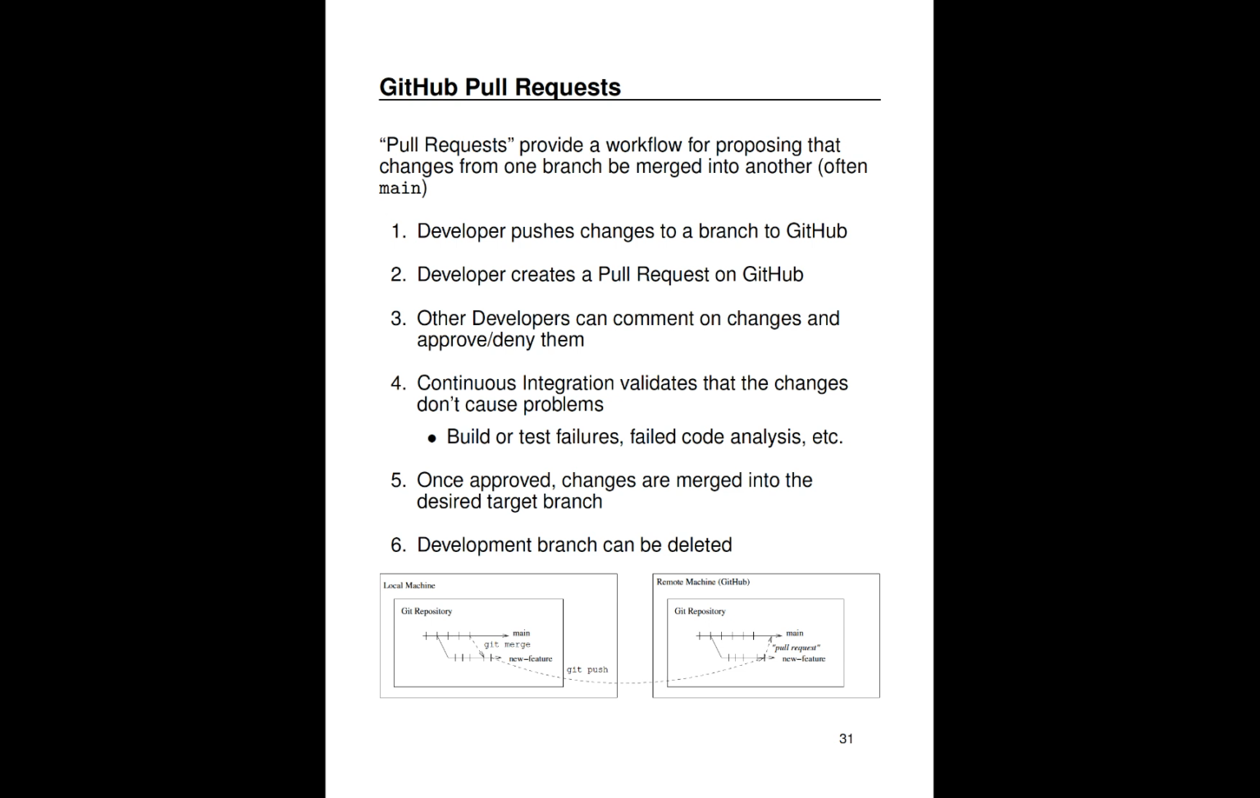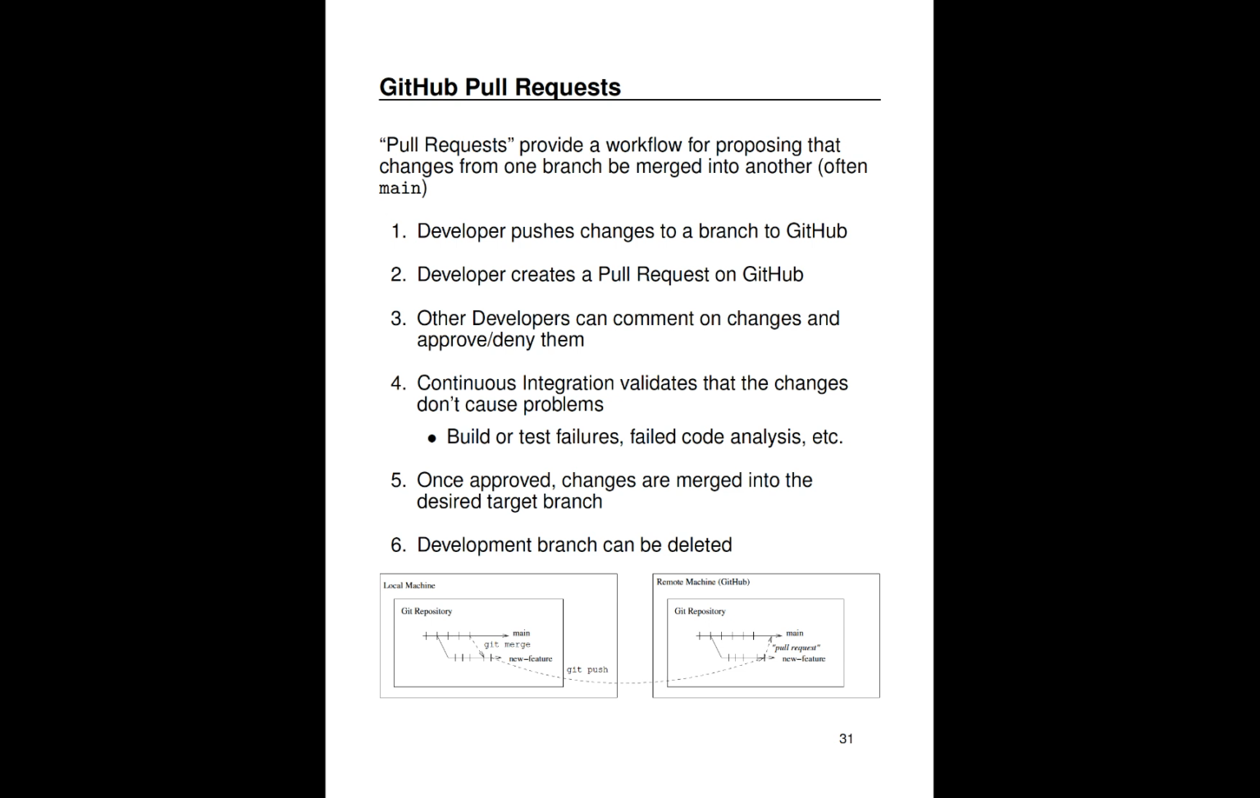So the developer who wants to make the change pushes the changes up to a branch in GitHub, and then the developer creates a pull request. And we can look at it in a class. There's a nice user interface for selecting which branch you want to merge from and the branch they want to merge into. It's not unlike making a transfer at your bank between two accounts.